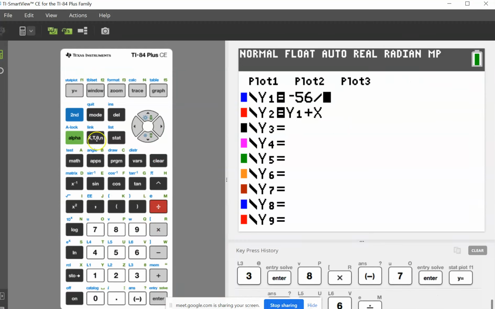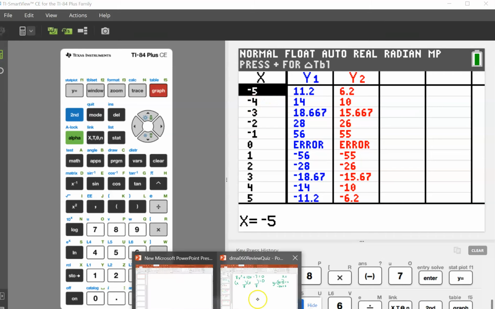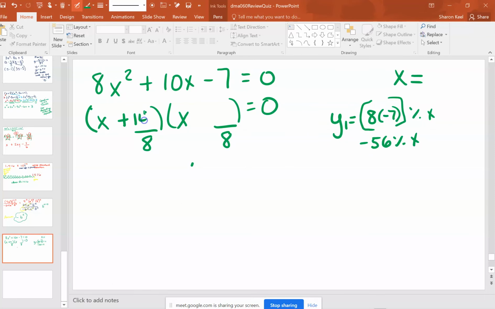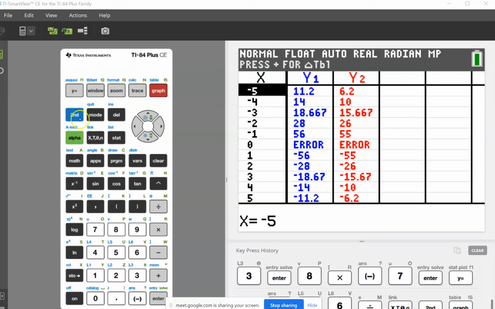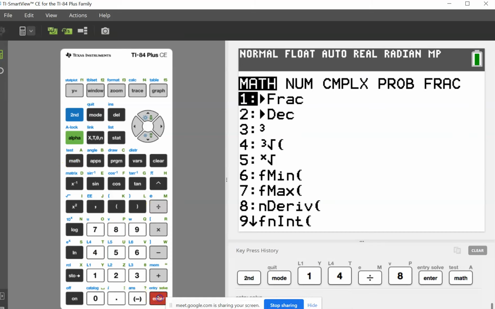Negative 56 divided by x, 2nd table. We're in the 3rd column. Here it is. We got a positive 10. That gives us a positive 14 and a minus 4. A plus 14 and a minus 4. So what we do now is we need to simplify these two fractions. As we simplify these, we're going to do 14 divided by 8, and then press math and enter twice.